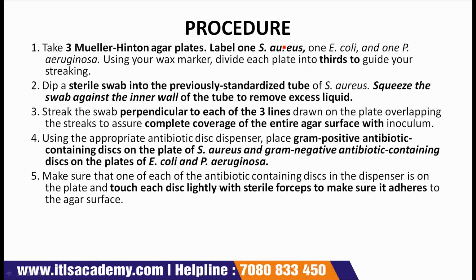Here comes the procedure for the test. First point, take 3 Mueller-Hinton agar plates. Label 1 as Staphylococcus aureus, 1 E. coli and 1 Pseudomonas aeruginosa. Using your wax marker, divide each plate into thirds to guide your streaking.